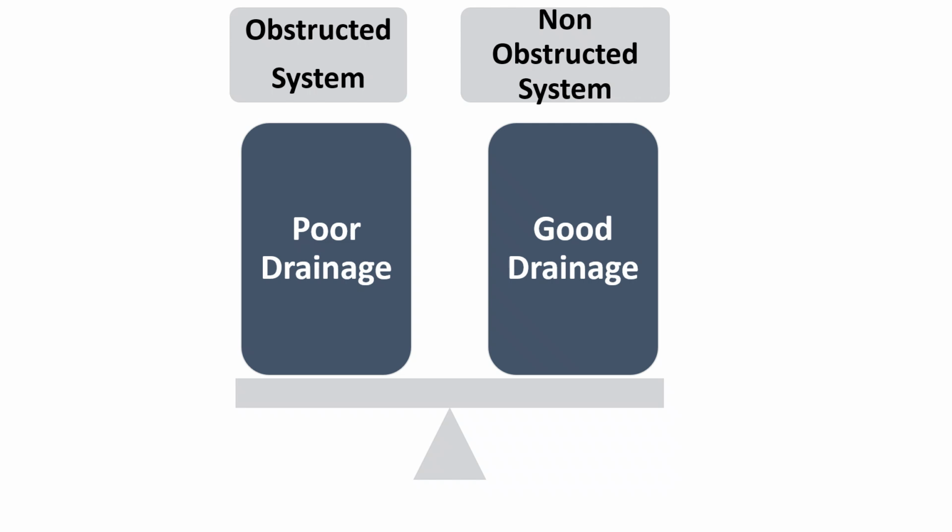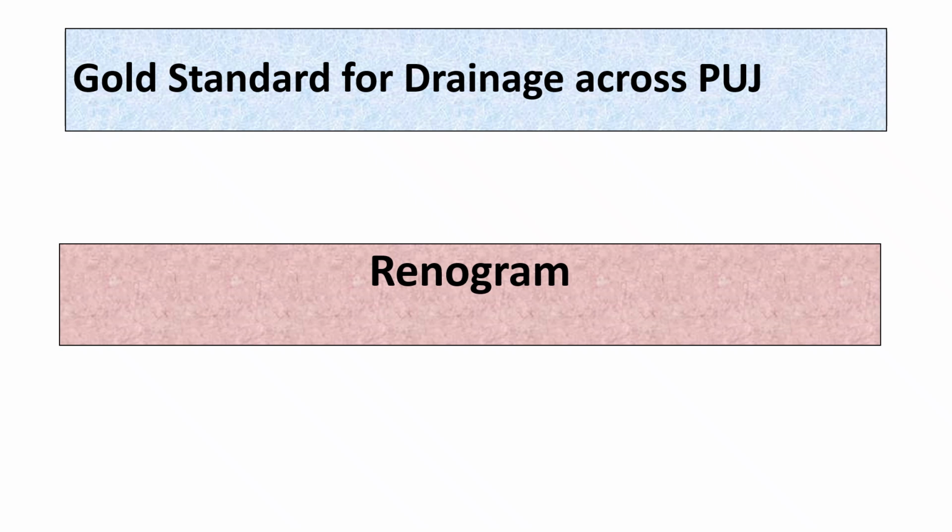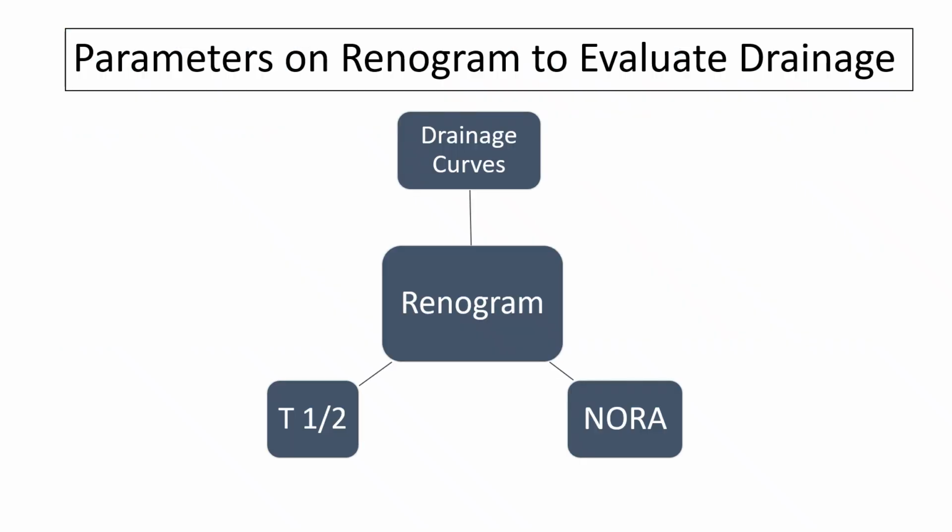An obstructed system will always have a poor drainage, whereas a non-obstructed system will have a good drainage. So the question is, how do we assess the drainage across the PUJ? The gold standard for this is doing a renogram. On renogram, there are different parameters which are used, like the drainage curves, the T-half values, or NORA.